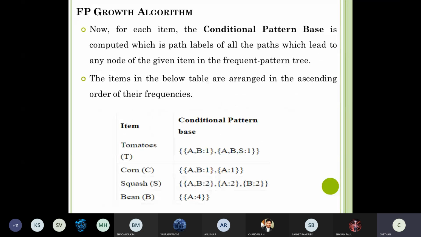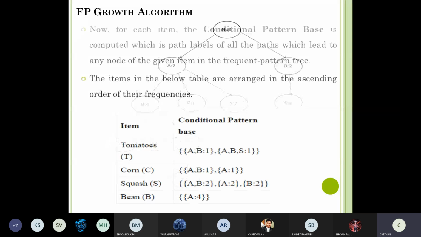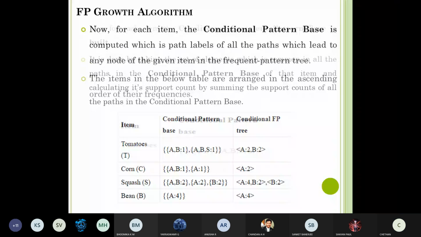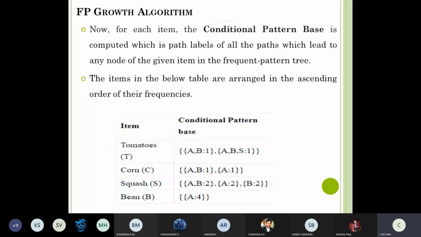Then at that point, what do you do? We are going to write the conditional pattern base, for AB1, ABS, everything, always written from the diagram here. The conditional pattern base is written from the diagram, just like what you see here. From the diagram, you write the conditional pattern base. From this, you figure out the conditional FP tree.